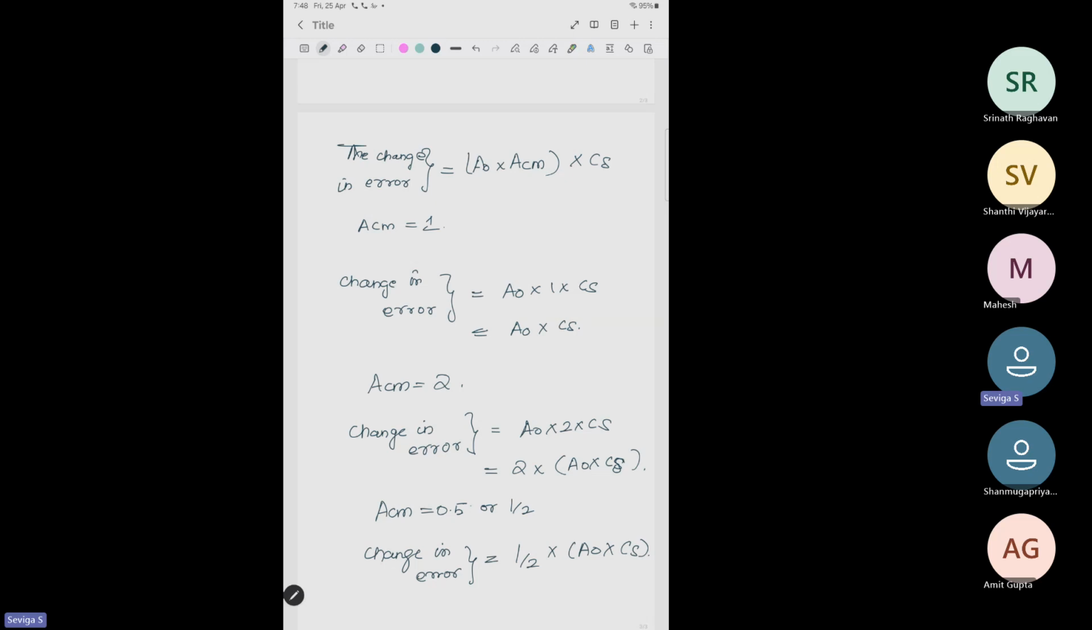So however much you are adding, that much amount of A naught into C delta will increase or decrease. If you add 0.5 to the weight, we will get half as much of A naught C delta. If you are adding 1, we will get the whole of A naught C delta. In other words, if you want to increase the error by 1, then we should add A naught into C delta to the weight.